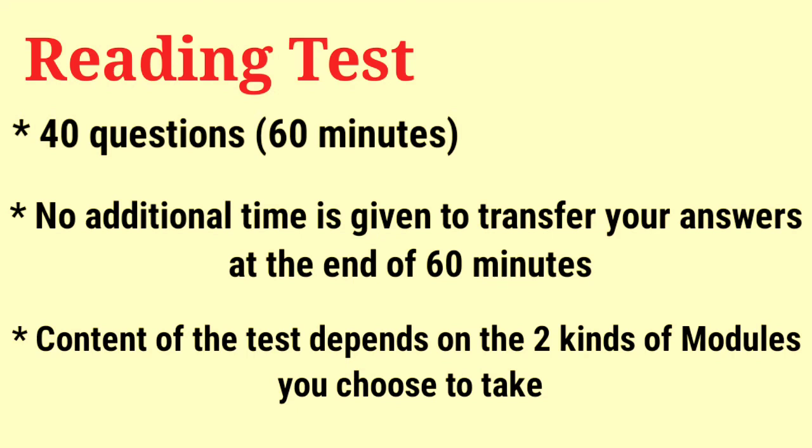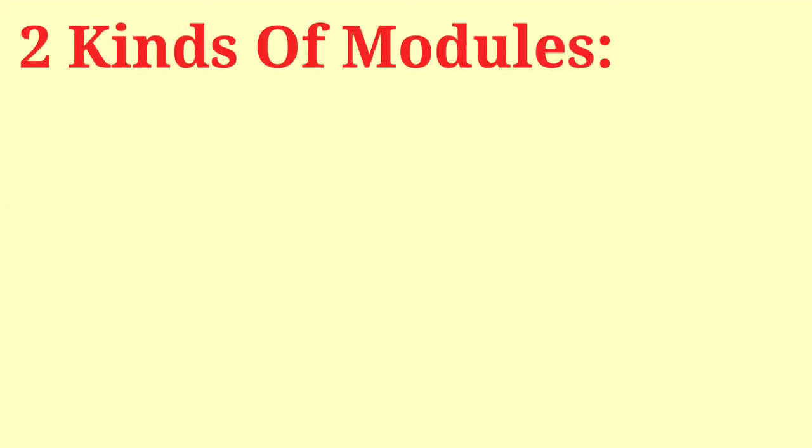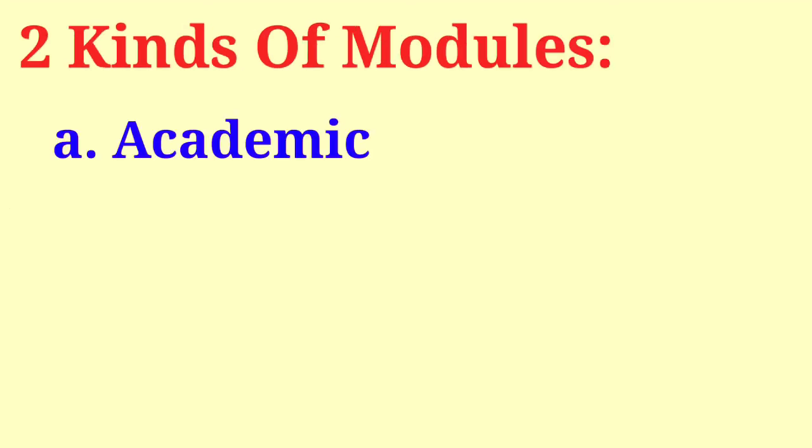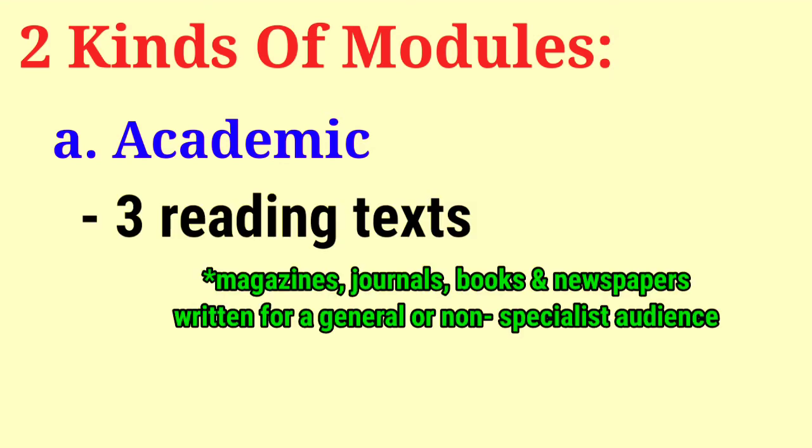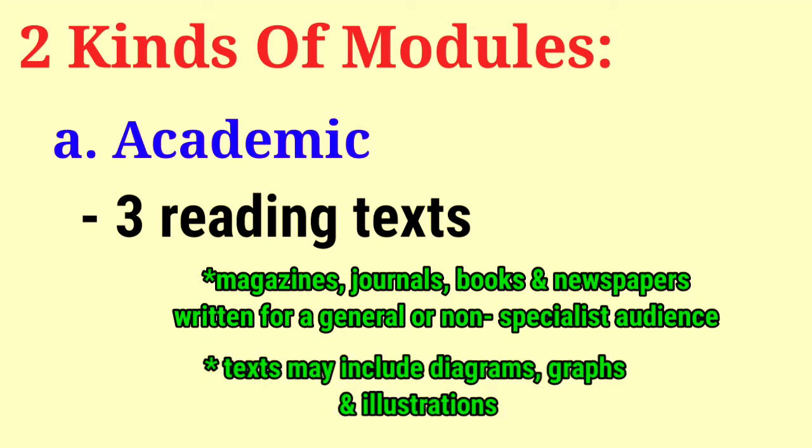The content of the test depends on the two kinds of modules you choose to take. The first module is called the academic. It has 3 reading texts. These are texts which were taken from magazines, journals, books, and newspapers written for a general or non-specialist audience. These texts may include diagrams, graphs, and illustrations.